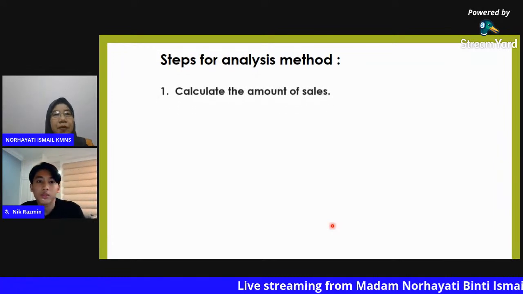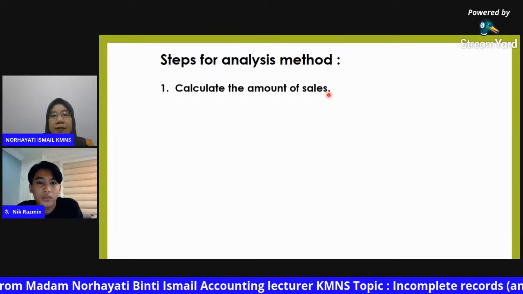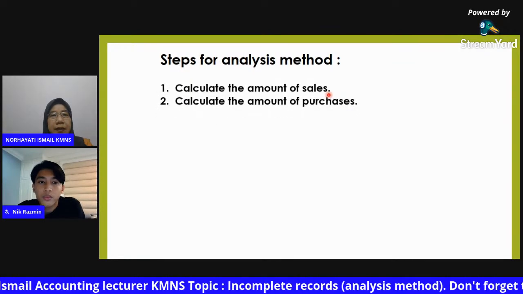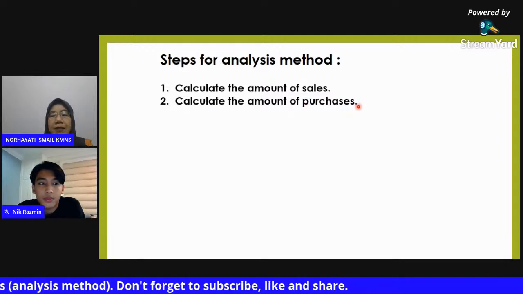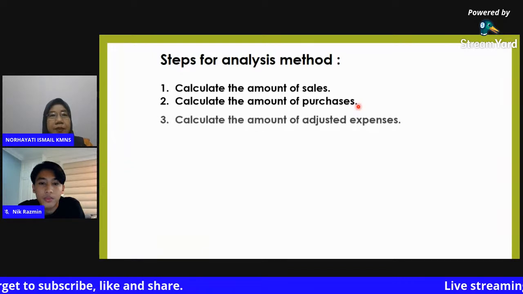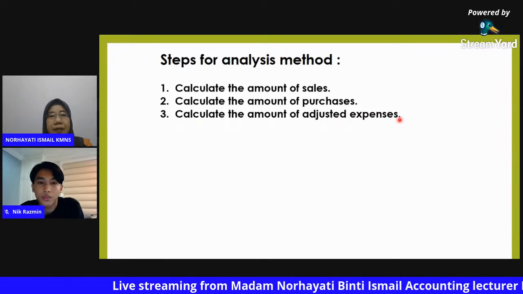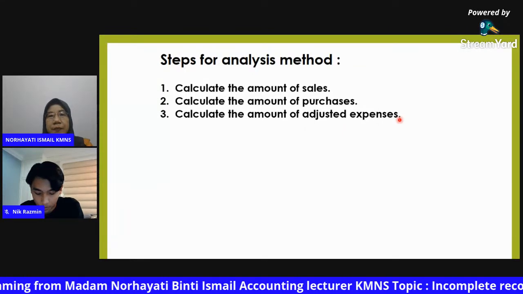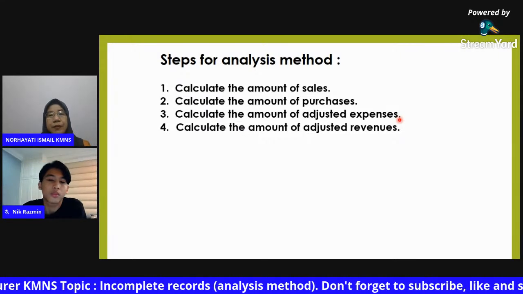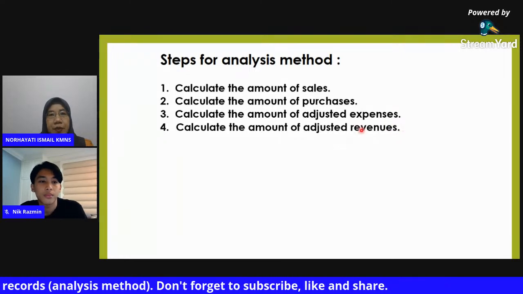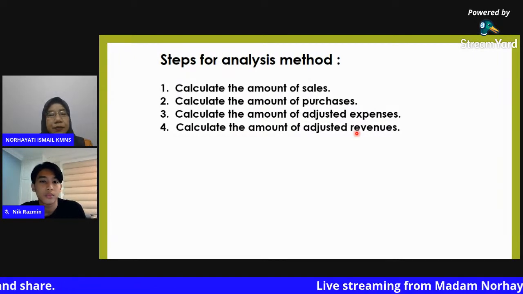Number one, calculate the amount of sale. So credit sales plus cash sale. Number two, calculate the amount of purchase. So the total purchase, cash purchase plus credit purchase. Number three, we have to make an adjustment for expenses, either prepaid expenses and expense payable. Number four, calculate the amount of adjusted revenue. So we have to make an adjustment for revenues, receivable, and unearned revenue.